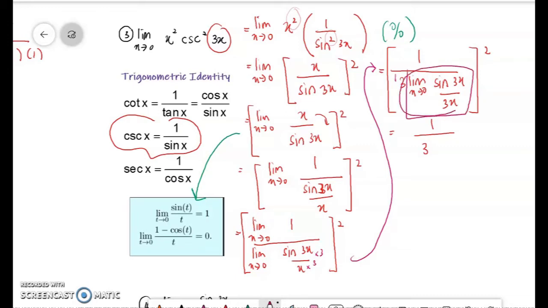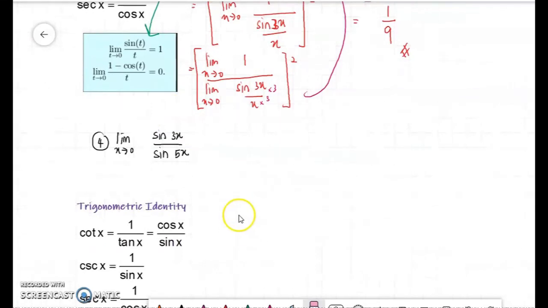Equal to 1, isn't it? So times with 1. So don't forget the square. Okay, and then square here. So you will get 1 over 9. So this is your final answer. So now look at another example.